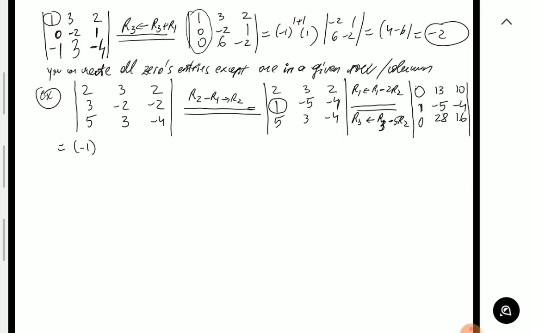The signature element is minus 1 to the power 2 plus 1, row 2, column 1. The entry of the element is 1. And the minor is 13, 10, 28, 16. And that's it, because the other entries are 0. So I have minus determinant, 13 times 16 minus 280. That should be equal to 72.